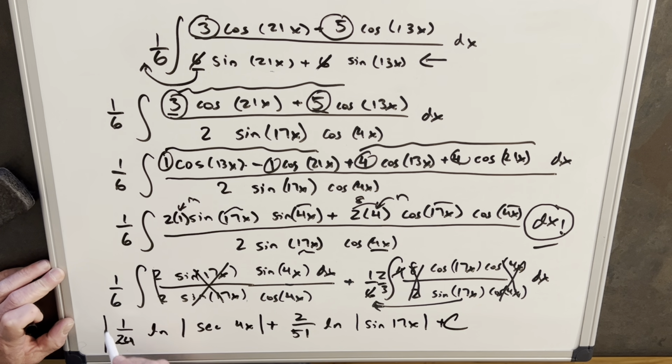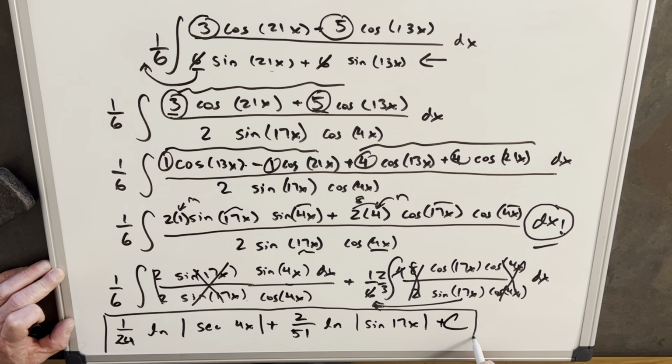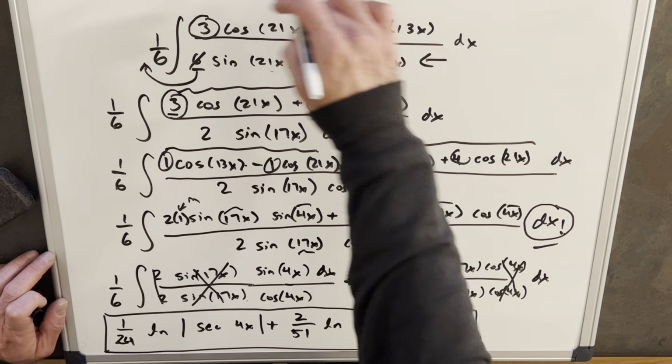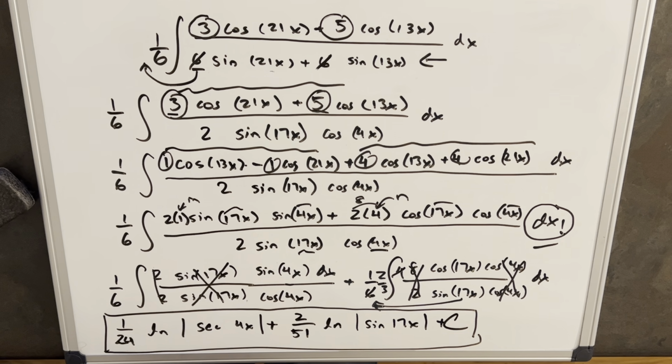And that's our answer. Let's box it. So as you can see, having different coefficients here in the numerator actually made quite a bit more work for us. But still, pretty interesting problem.